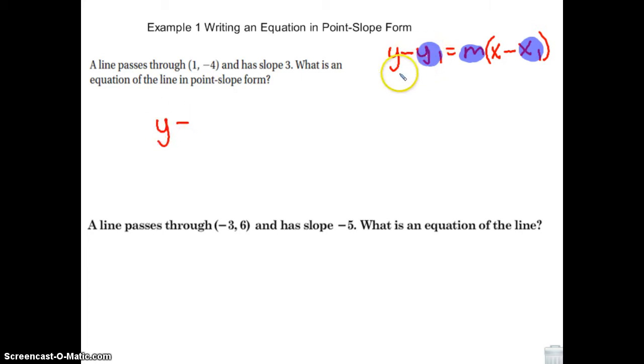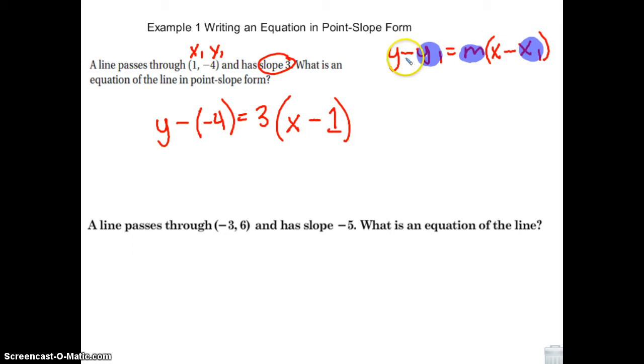Now, I need a y1, which means I'm going to look over here and I see a negative 4. I'm going to put it in as y minus negative 4 because that's my y1. It's my only y point. So there's x1 and y1, equals m, our slope. Well, it tells us our slope is 3. So we're going to put a 3 right here. x minus x1. What's my x1? It's a 1. Now notice it's always going to be minus y1 and minus x1.